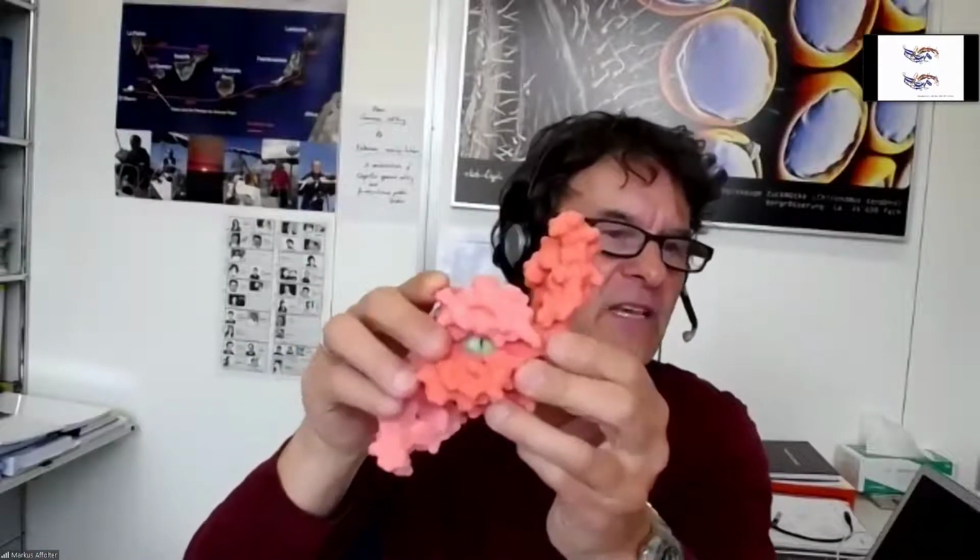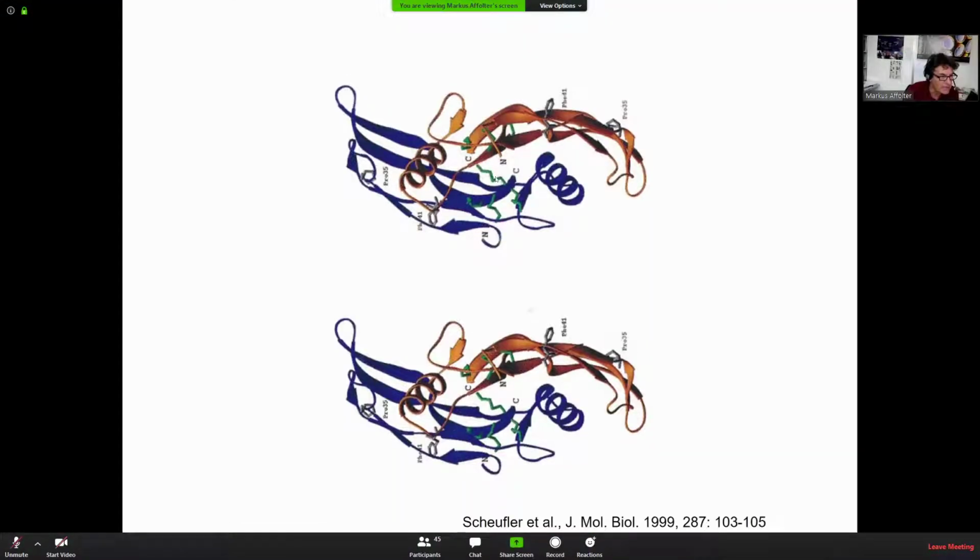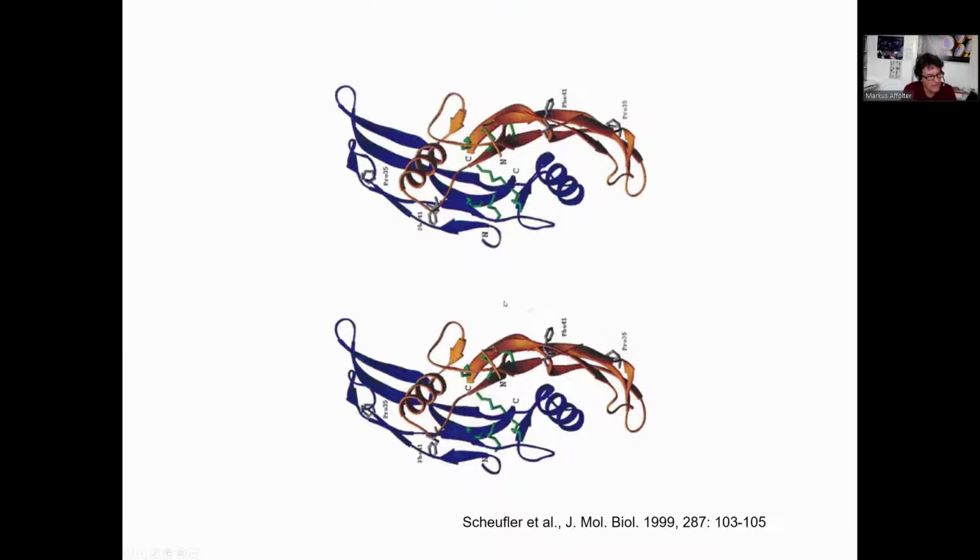They're linked, they're physically linked. The two chains are physically linked. And this is this green link here. This is a stereo picture. And last year, of course, we had stereo glasses, so you could look at them and then you would see this in 3D.